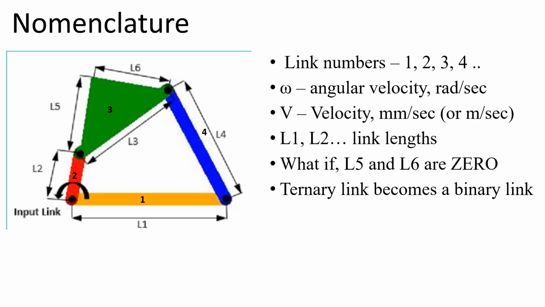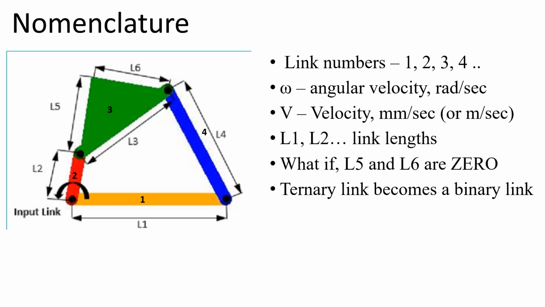Nomenclature. Let us understand the nomenclature of this mechanism. The figure shows a 4-bar mechanism that consists of a ternary link shown in green color and 3 binary links shown in red color, yellow color and blue color, with link lengths numbered as L1, L2, L3, L4.